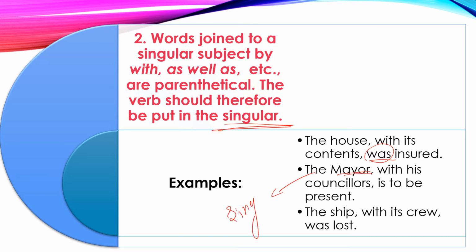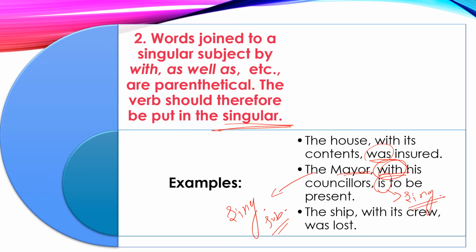Singular subject. Okay, and this is joined by with. The councillors are joined to the mayor using with. That's why we will use is here. Okay, this is the singular verb form. Don't get confused by councillors.